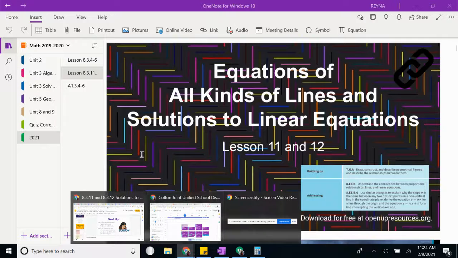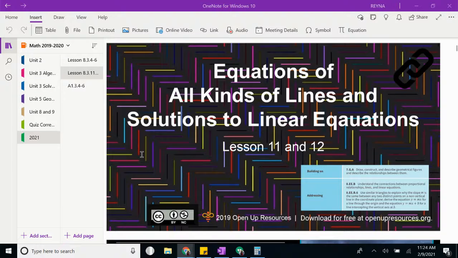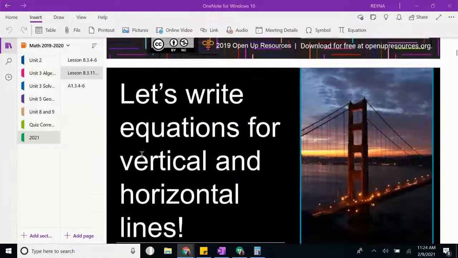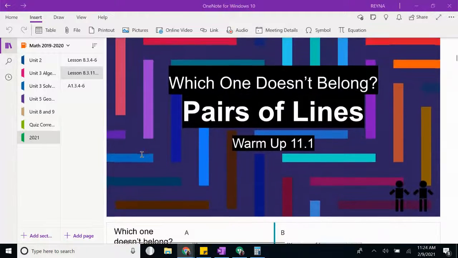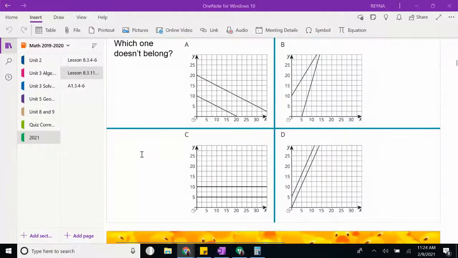Good morning, everybody. Today we're going to be talking about equations and their solutions. So let's go ahead and get started. Our goal is to be able to write equations for vertical and horizontal lines. So first we're going to start up with this warm-up, and it says, which one does not belong?